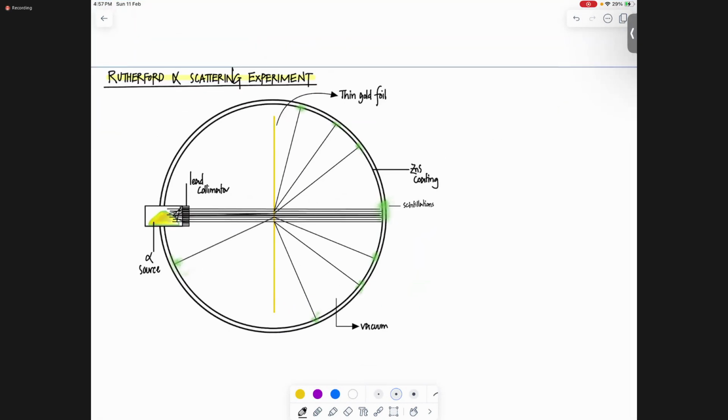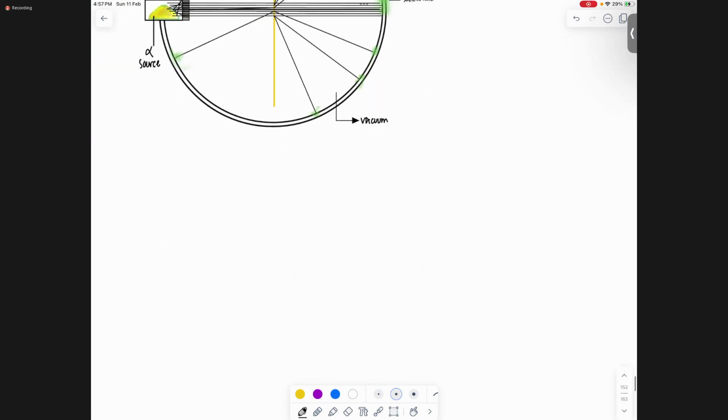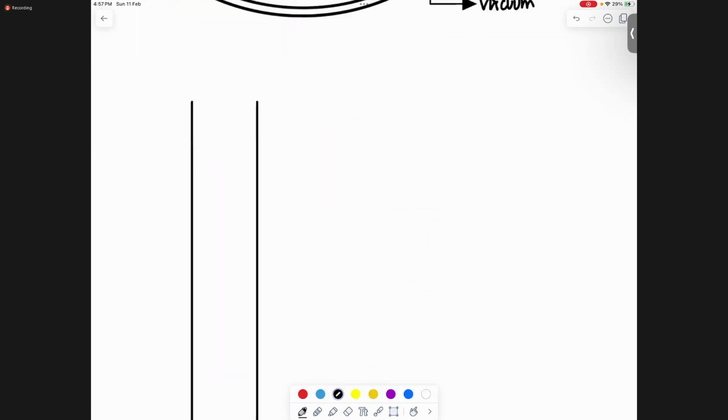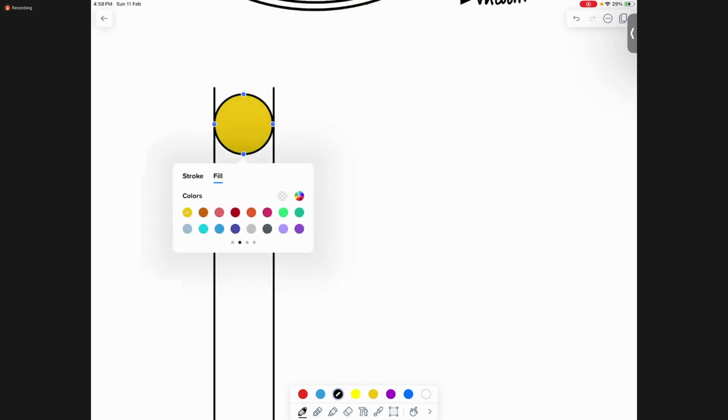Now the question is, why? Why did they do this? Why did they have small angle deflections and large angle deflections, right? So we'll have to go down to the atomic level and imagine, right? You have a layer of gold atoms, right? These are gold atoms here. A layer of the single layer.